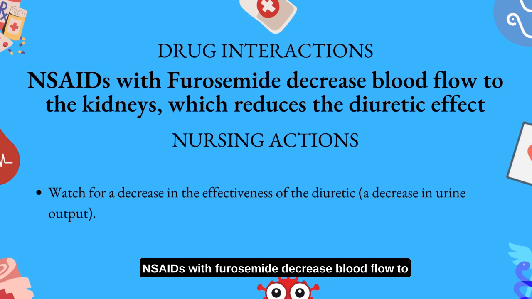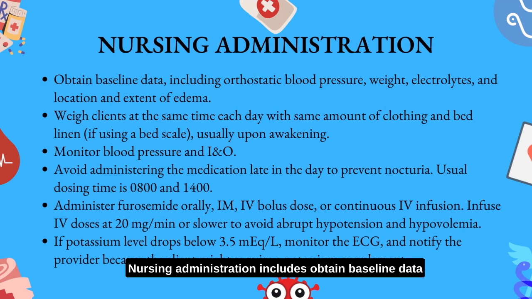NSAIDs with furosemide decrease blood flow to the kidneys, which reduces the diuretic effect. Nursing actions include: watching for a decrease in the effectiveness of the diuretic resulting in a decrease in urine output. Nursing administration includes: obtain baseline data, including orthostatic blood pressure, weight, electrolytes, and location and extent of edema.